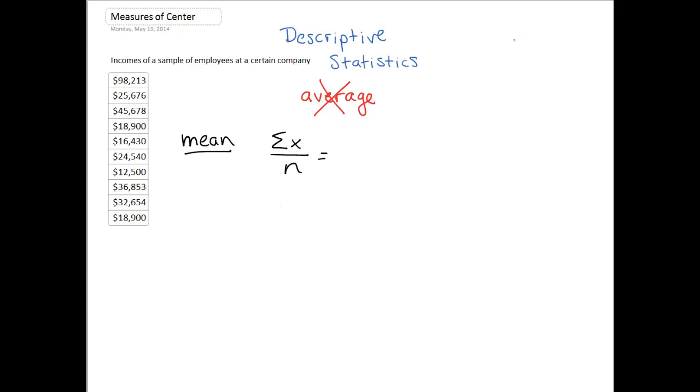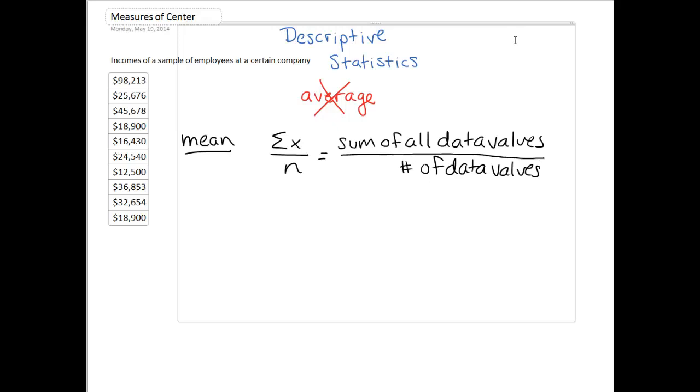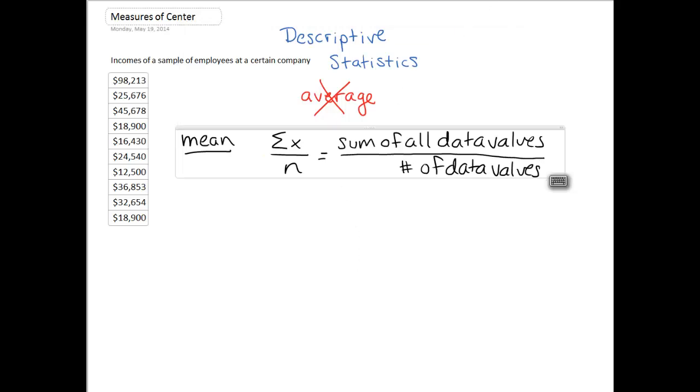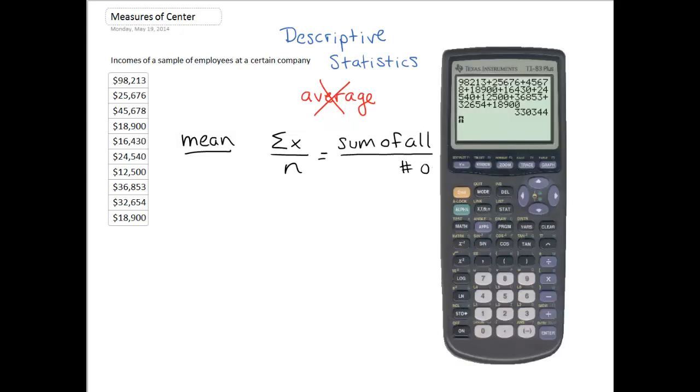So what this really means is that we're going to be taking all of our data values, adding them all up, taking the sum, and then dividing by however many we have. In this case, there are 10 incomes listed in our data set. So go ahead, you can pause the video if you want, and compute the mean of this data set, and I'll do that as well. So here's the sum of all of our data values, and then I'm just going to take this number and divide by 10, and this gives us the mean.